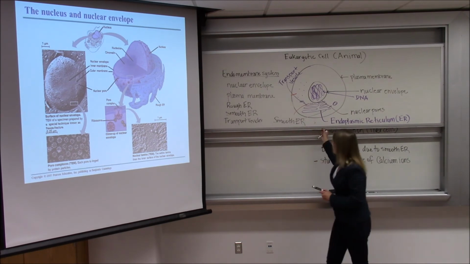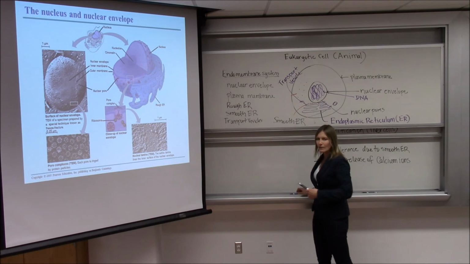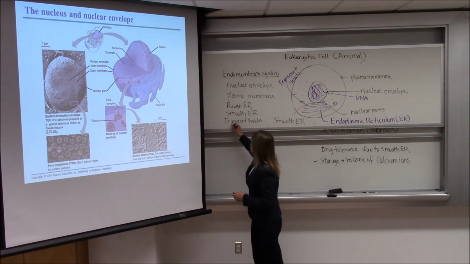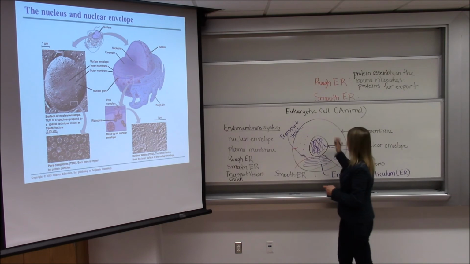Okay, the next membrane-bound organelle is something called the Golgi. Sometimes it's called the Golgi complex, Golgi apparatus, Golgi body. We're just going to call it the Golgi, G-O-L-G-I. And that Golgi is really just a stack of membranes.